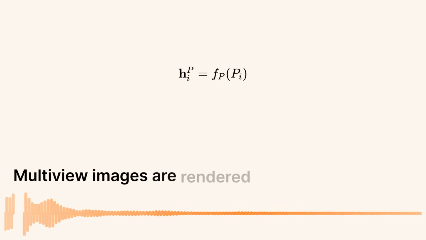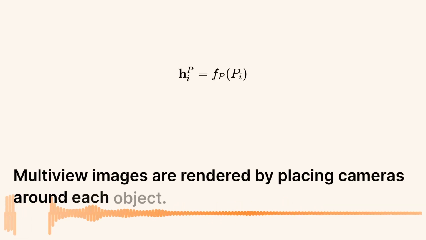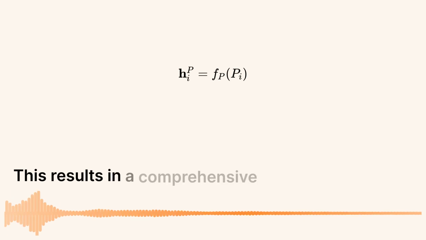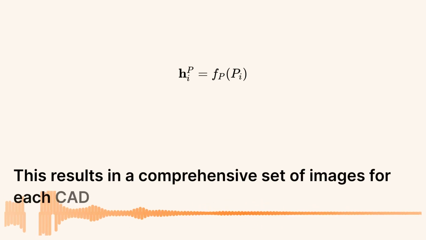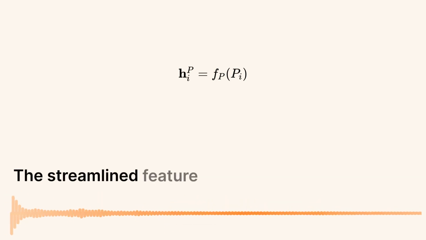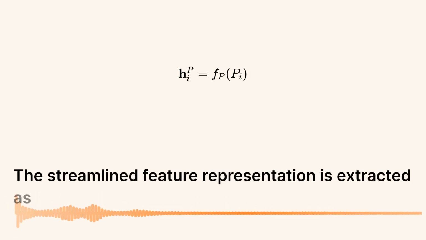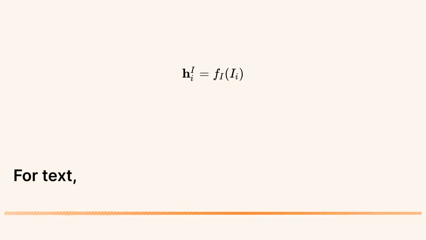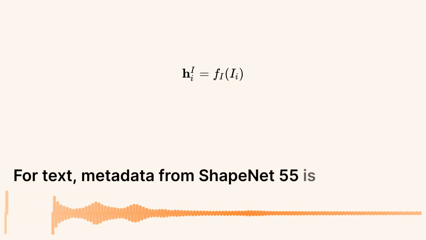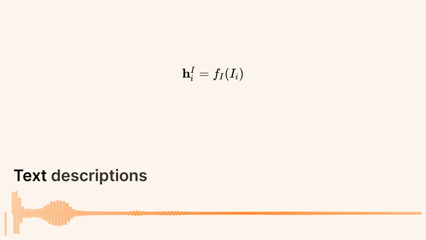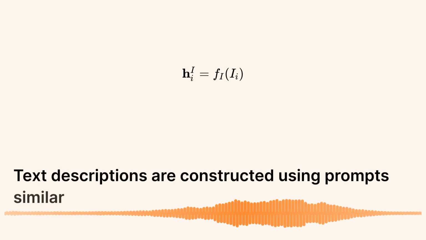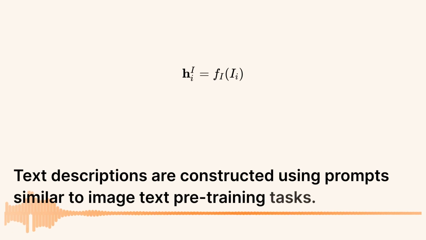Multi-view images are rendered by placing cameras around each object. This results in a comprehensive set of images for each CAD model. The streamlined feature representation is extracted as follows. For text, metadata from ShapeNet 55 is used. Text descriptions are constructed using prompts similar to image text pre-training tasks.